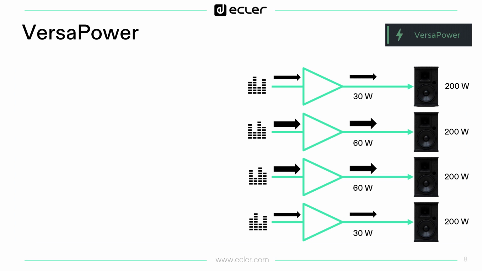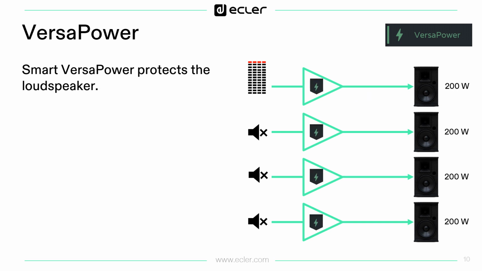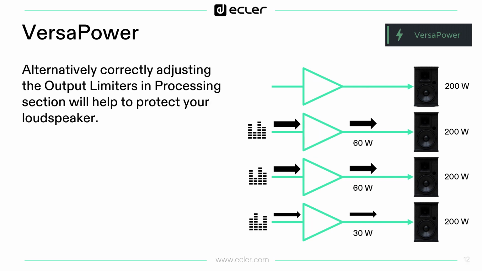Let's imagine that Smart VersaPower is not activated in this example where we have 200 watts loudspeakers connected to every channel. Then the amplifier can deliver 2400 watts into one channel under certain circumstances. That is very dangerous for loudspeakers connected to it. Smart VersaPower helps you to work safely and protects the loudspeaker. If you don't use Smart VersaPower, we strongly recommend adjusting the output limiters in the processing section to work safely.